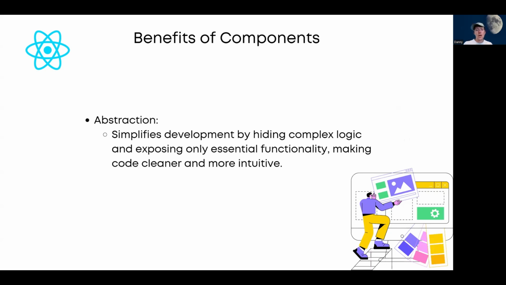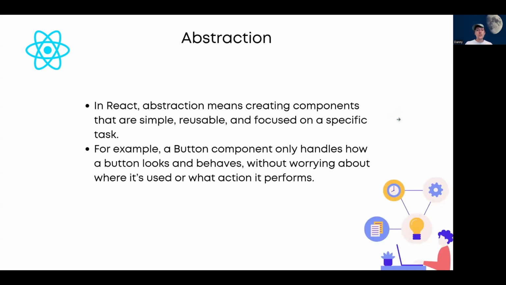And this is an important one, abstraction. We simplify development by hiding complex logic and exposing only essential functionality, making code cleaner and more intuitive. In React, abstraction means creating components that are simple, reusable, and focused on a specific task. For example, a button component only handles how a button looks and behaves without worrying about where it's used or what action it performs.